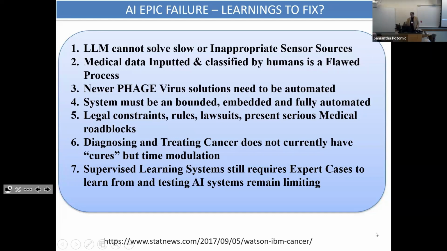Okay, so we need to pursue phage virus solutions, and we need to automate it. The system must be bounded, embedded, and fully automated. Now, what I mean by that, I'm going to go into a little bit of detail on the embedded stuff.